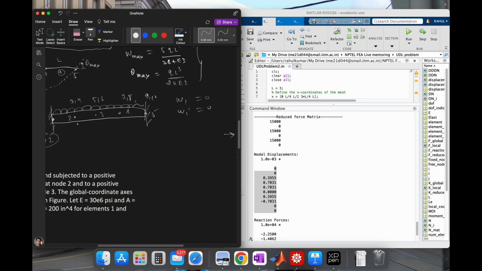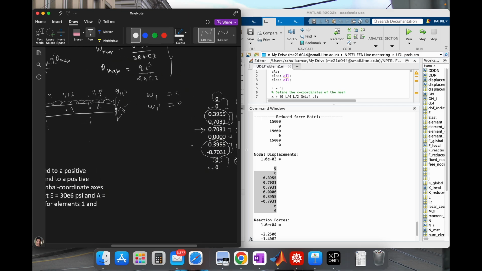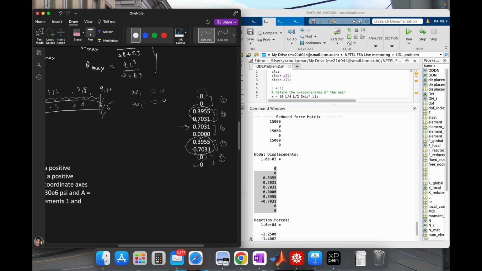We can also expect that node 2 and node 4 are symmetric. You can see that these two numbers are the same, which means the vertical displacements are the same. The slope is also the same in magnitude, and the only difference is the sign, the rotation. You can see that this is the maximum displacement and this is the maximum slope which we are getting.